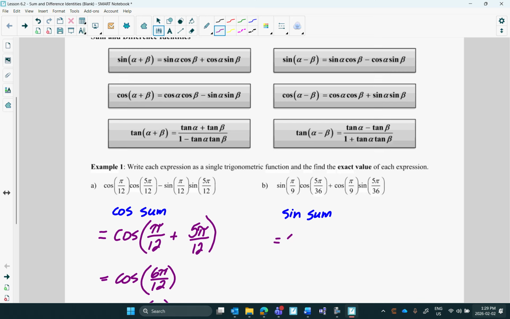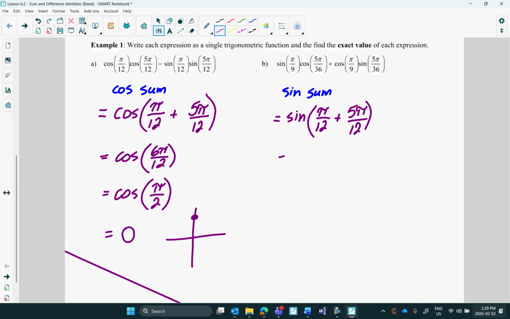Sine of pi over 12 plus 5 pi over 12 again. Which we can add the two together to make 6 pi over 12, or similarly sine of pi over 2. What's the sine of pi over 2? 1. Okay?